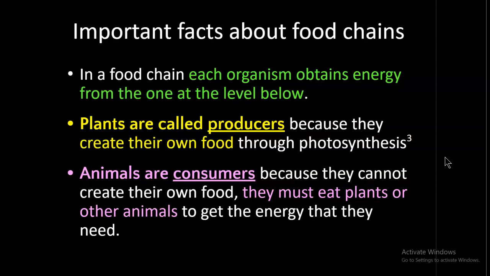So animals are consumers because they cannot make their own food. I can't physically make a taco. I mean, I can wrap the ingredients together, but I can't make those ingredients. So we have to eat something to get our energy, because if we don't eat, we'll just die of starvation, right? So we are called consumers. There are different types of consumers. I have herbivores, which eat plants and stuff, and then I have carnivores, which eat other animals and things like that.